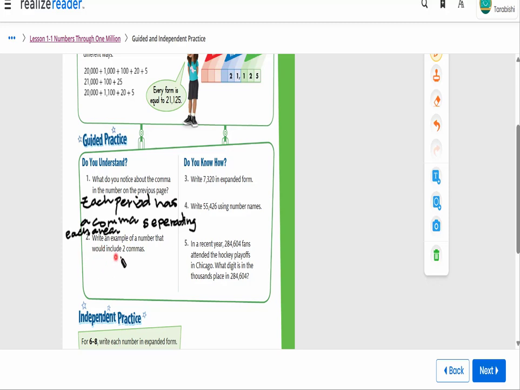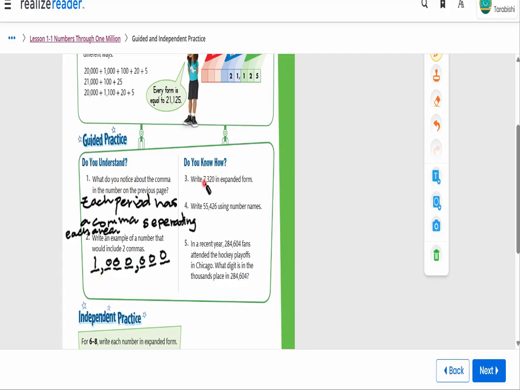For number two, write an example of a number that would include two commas. So let's think about it. We said it has to have ones, tens, hundreds. Then that's your first comma. Then another ones, tens, hundreds, and then another comma. And then that is going to be our last number. Any number, we could put a whole bunch of zeros here if we want. And then I just put a one. So here you'll notice that I have 1 million, with a zero in every other spot. But because it has our ones and our thousands, we have two commas there.